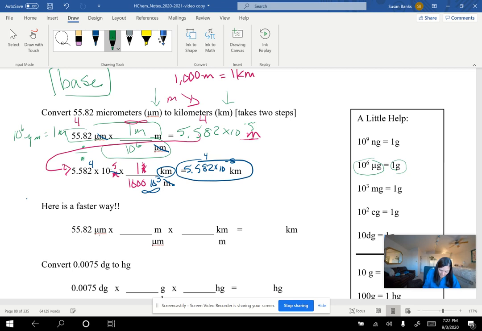So we want to get out of micrometers. So I'm going to use this relationship and put the micrometers on the bottom, or 1,000,000 micrometers will give me 1 meter. And then the next step, I want my meters to cancel. So I'm going to use this relationship. I'll put my meters on the bottom. 1,000, or I could also write 10 to the 3 will give me 1 meter. So let's see. 55.82 divided by 1,000,000 and then divided by 1,000.